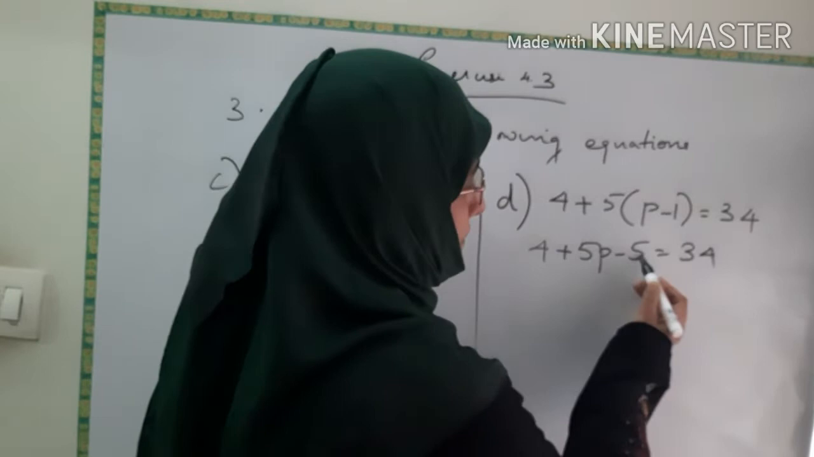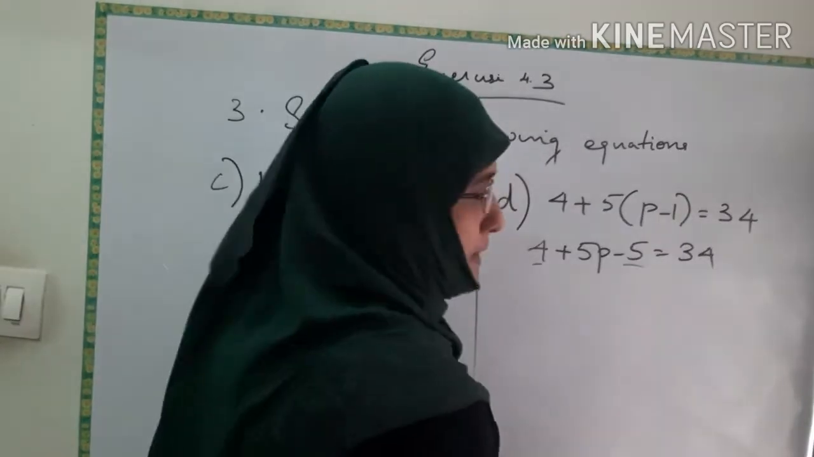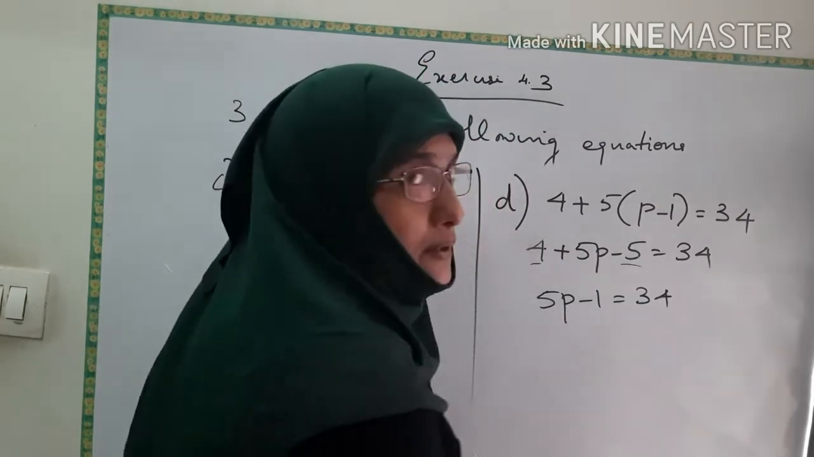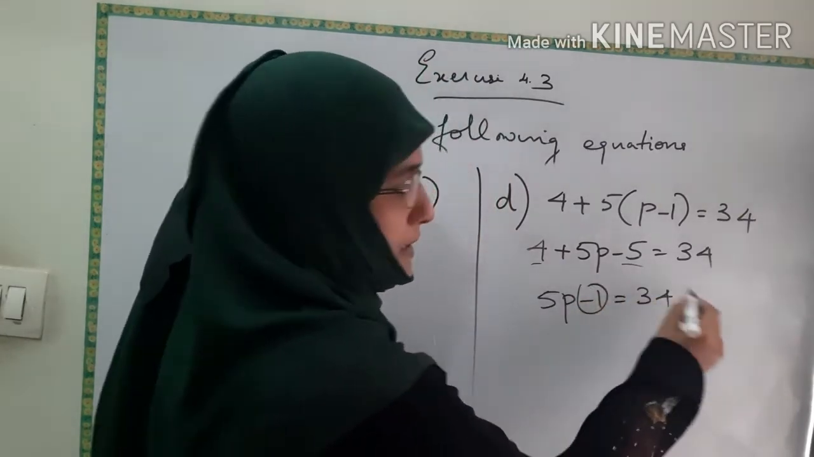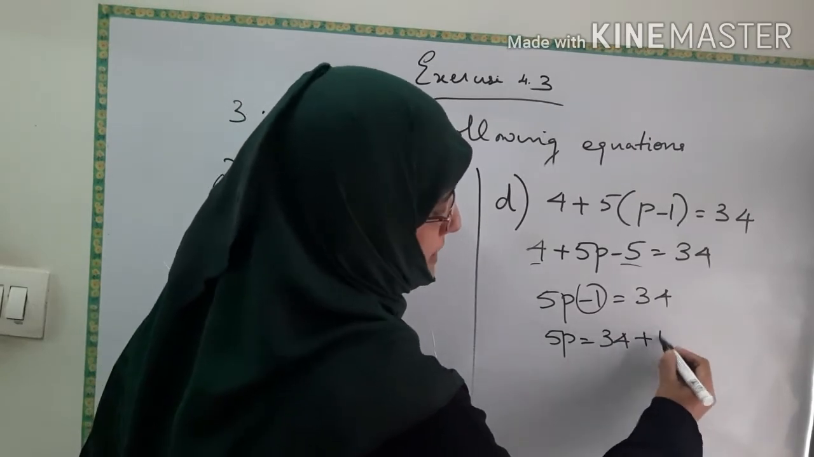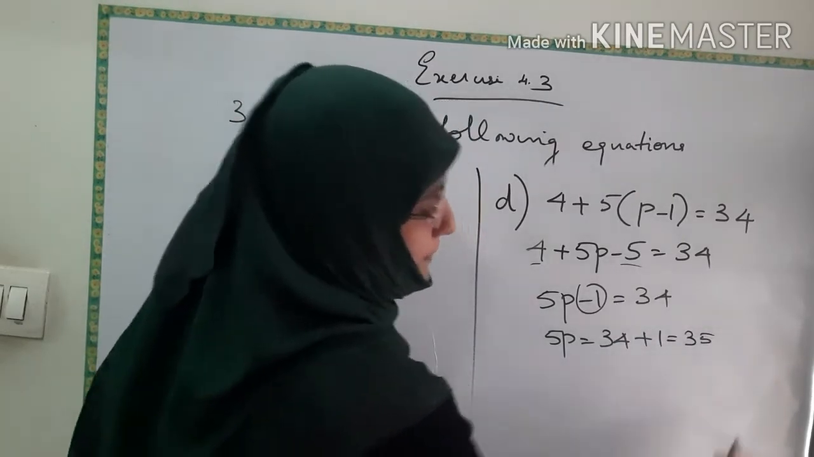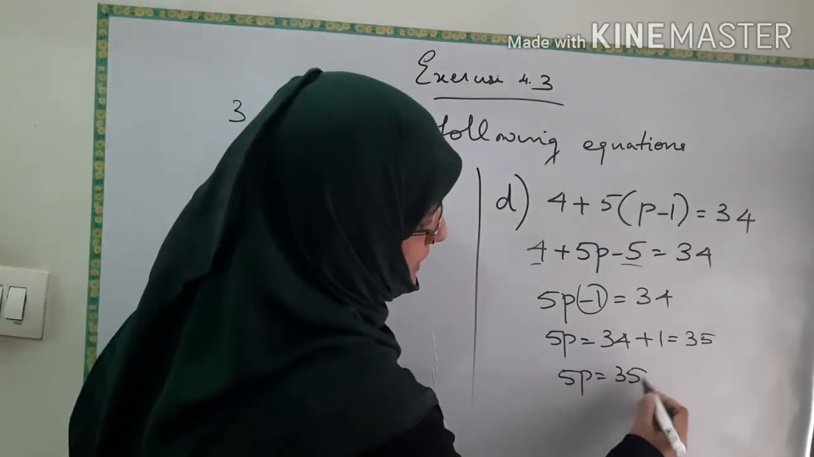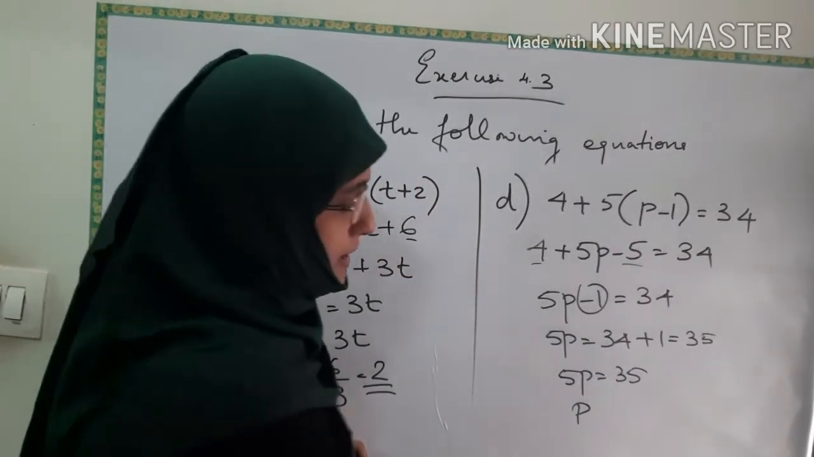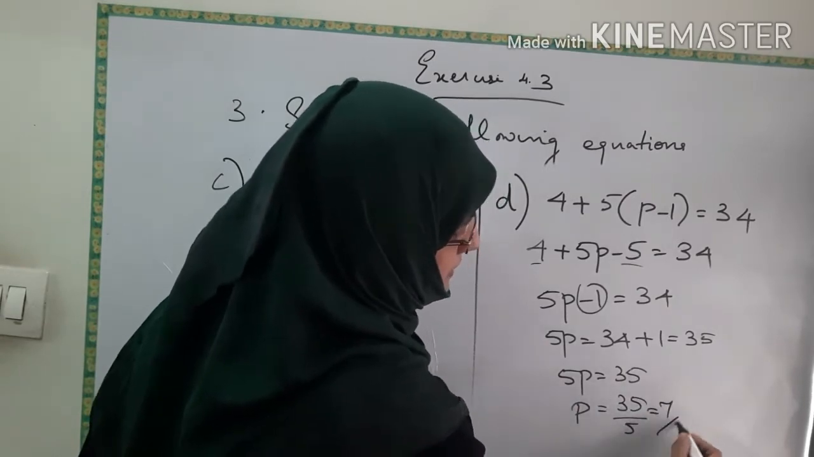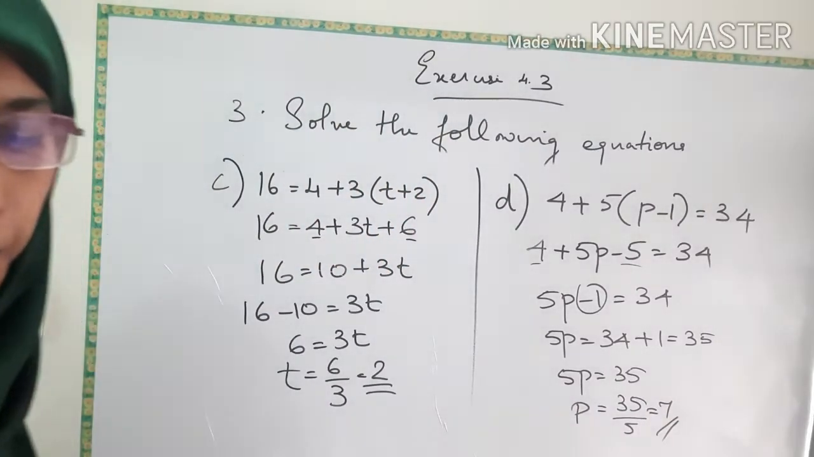What is 4 minus 5? Negative 1. So 5p minus 1 equal to 34. Take the minus 1 to the other side. So 5p equals 34, minus 1 becomes plus 1. That is 35. So 5p equal to 35. Then what is p? p equals 35 by 5, that is 7.